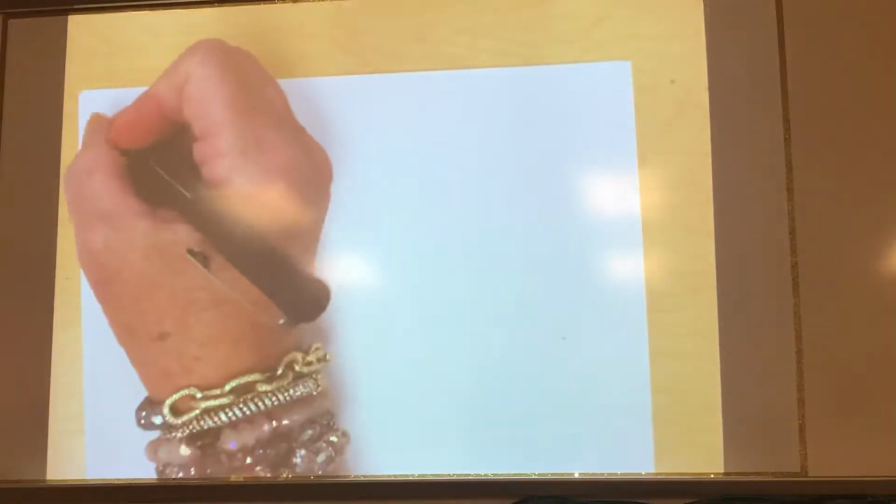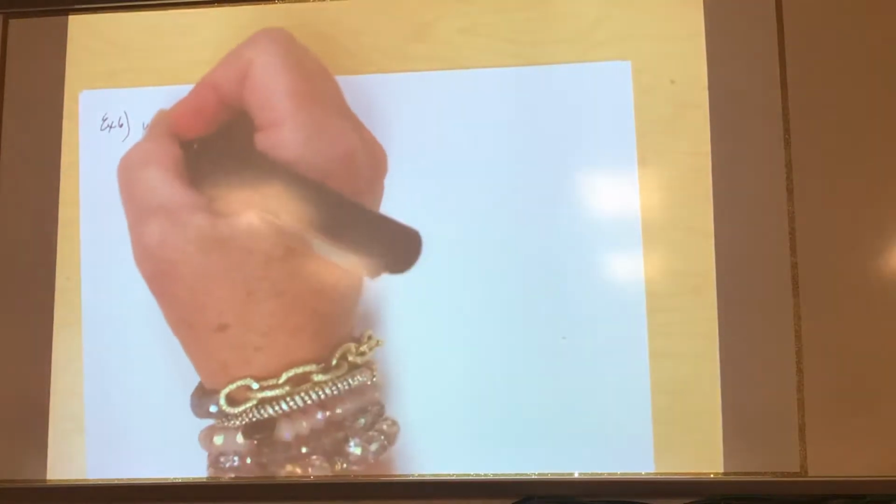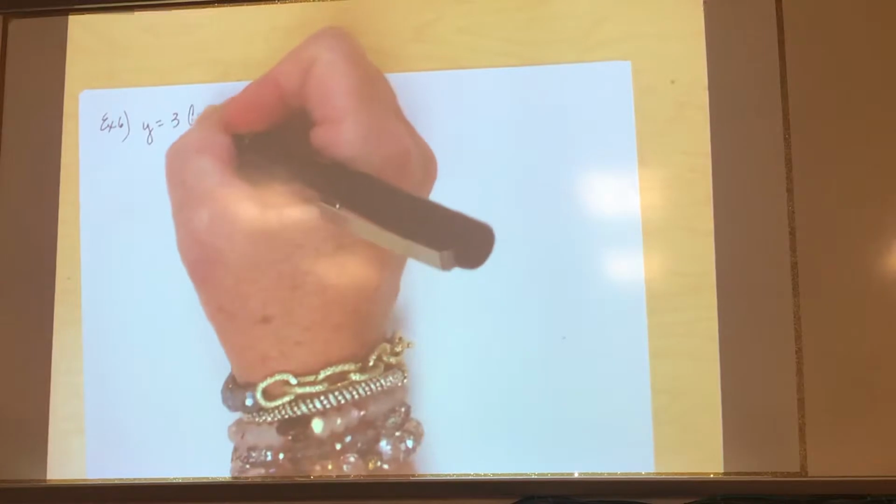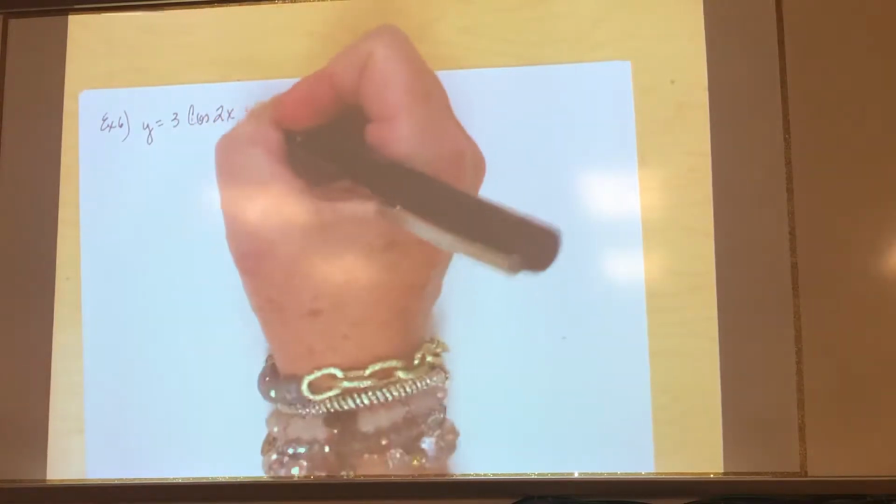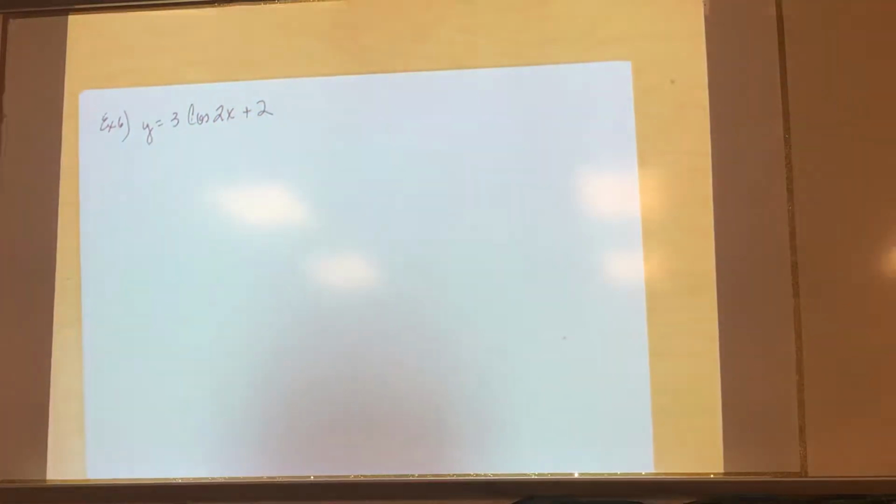All right, so here's our first problem. Are you ready? Flip this paper. So this is example 6. We're going to do this together, in pieces. You have a minute. Y is equal to 3 times the cosine of 2x plus 2.